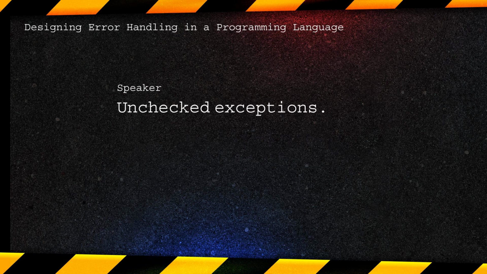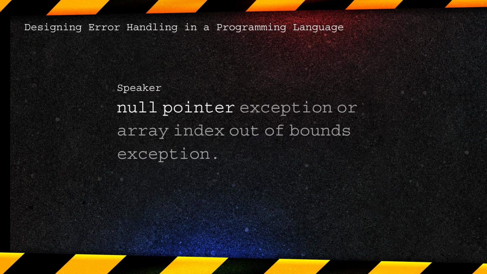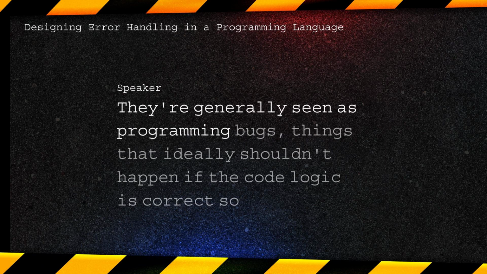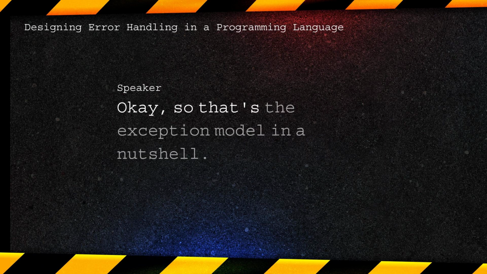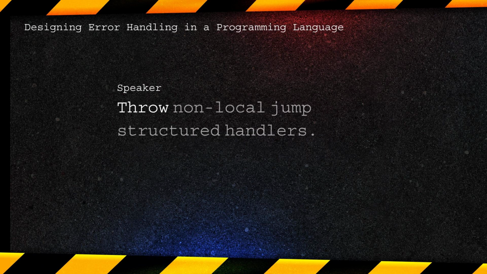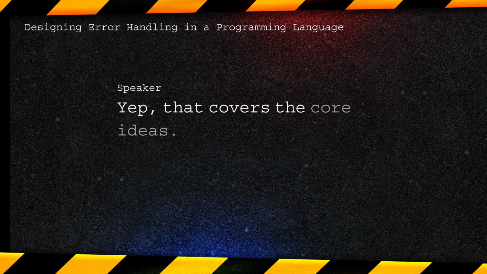Unchecked exceptions, on the other hand, those are RuntimeException and its subclasses, like the classic NullPointerException or ArrayIndexOutOfBoundsException. They're generally seen as programming bugs, things that ideally shouldn't happen if the code logic is correct. So you don't have to declare them or catch them, though you still can if you want to. Okay, so that's the exception model in a nutshell. Throw, non-local jump, structured handlers, crucial stack unwinding for cleanup, especially with RAII, and in Java, that compile-time checking for certain types. Yep, that covers the core ideas.